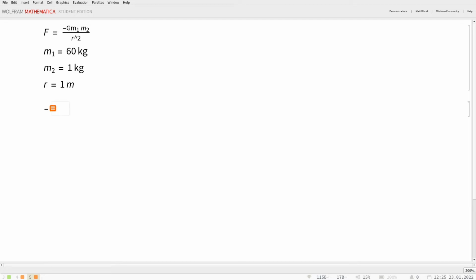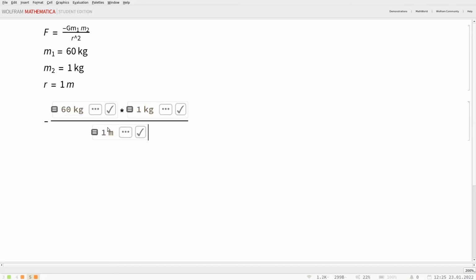I will enter units by pressing Ctrl=sign. This will open up the natural language input, and now I can type in 60 kilograms, and then I can click the check mark, and I will have 60 kilograms as a value with a unit and a magnitude. I can do the same for 1 kilogram, and I can do the same for 1 meter squared.